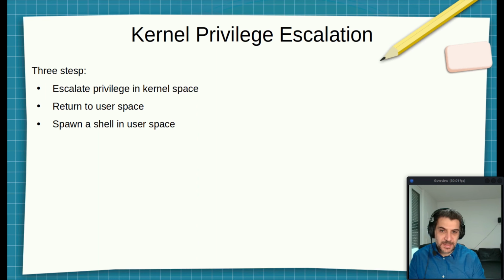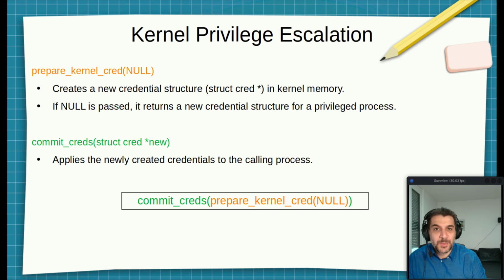Let's go step by step. First, escalating privilege in the kernel space. The most common way to do that is by using these two functions: prepare_kernel_cred and commit_creds. prepare_kernel_cred creates a new credential structure in kernel memory. If we pass NULL to it, then it returns a new credential structure for a privileged user. On the other hand, commit_creds applies the newly created credential to the calling process.